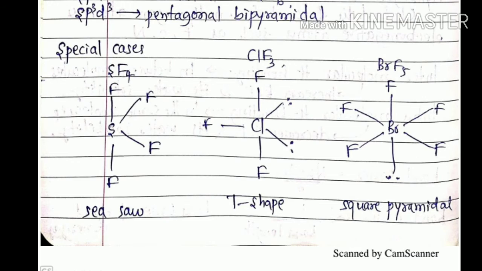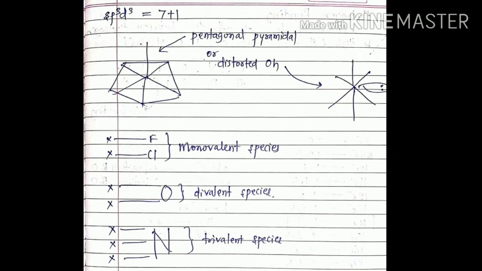BrF5, its shape is square pyramidal. So then we'll consider this one, sp3d3. So it is 7 plus 1. So this actual shape is pentagonal pyramidal or distorted octahedral. So we'll consider this one.